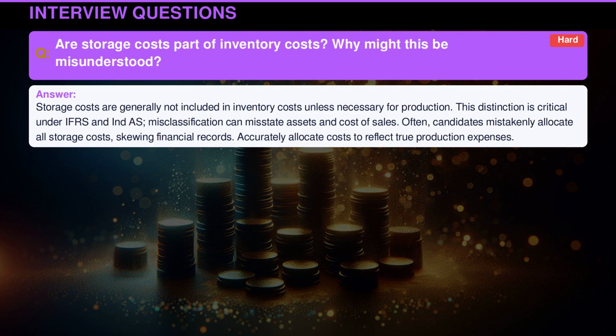Storage costs are generally not included in inventory costs unless necessary for production. This distinction is critical under International Financial Reporting Standards and Indian Accounting Standard. Misclassification can misstate assets and cost of sales. Often, candidates mistakenly allocate all storage costs, skewing financial records. Accurately allocate costs to reflect true production expenses.